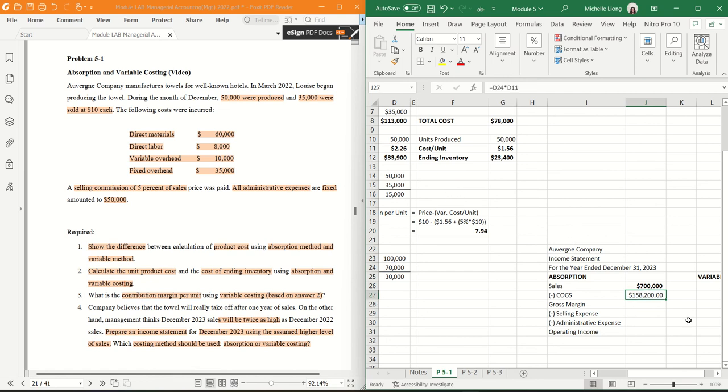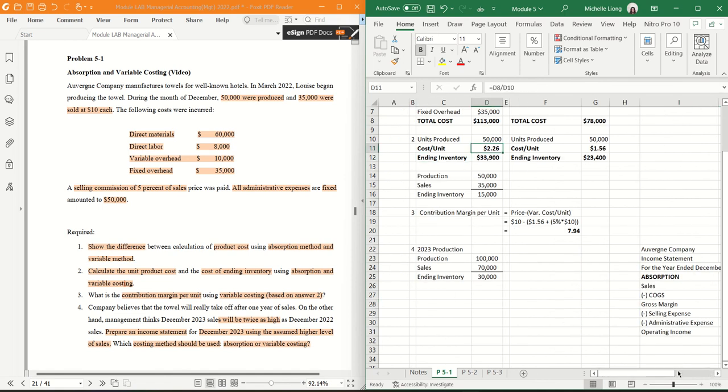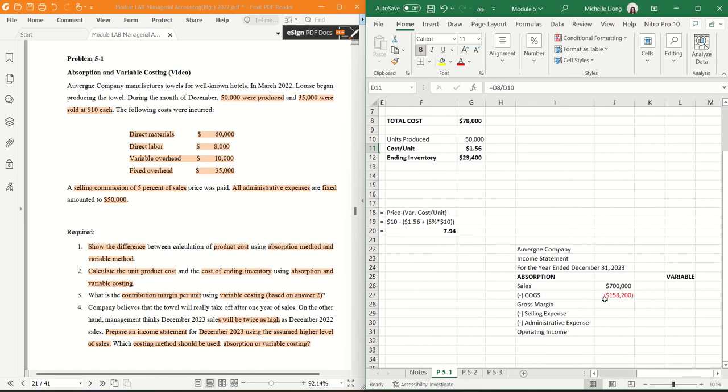Yep. So your sales, right? And you times it with your cost per unit. Why cost per unit? Because it's your cost for selling that, but you times it with your original cost. Okay, so you sell it for 10, but you produce it only for 2.26. And then we calculate them. We got this, and then the selling commission is 5% of your sales, so 700 times with 5%, and we got it.